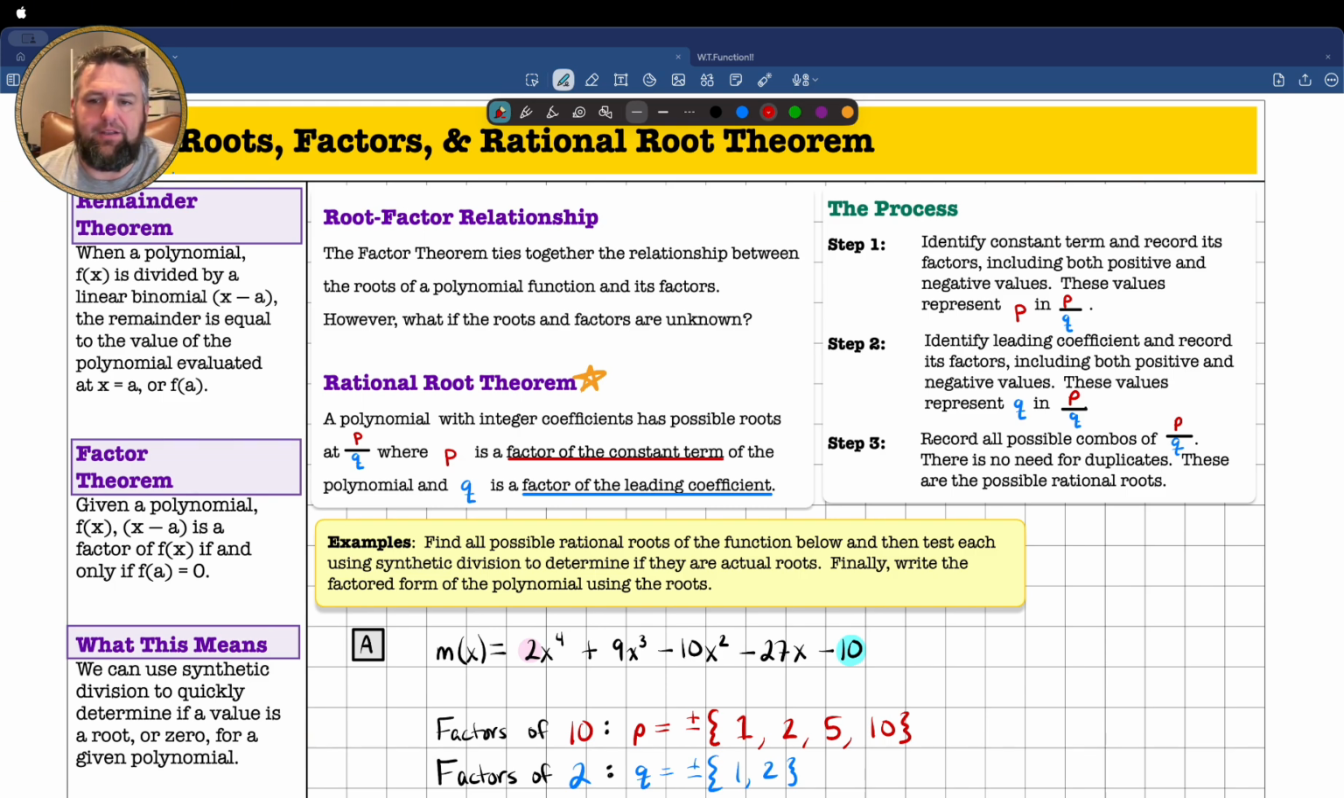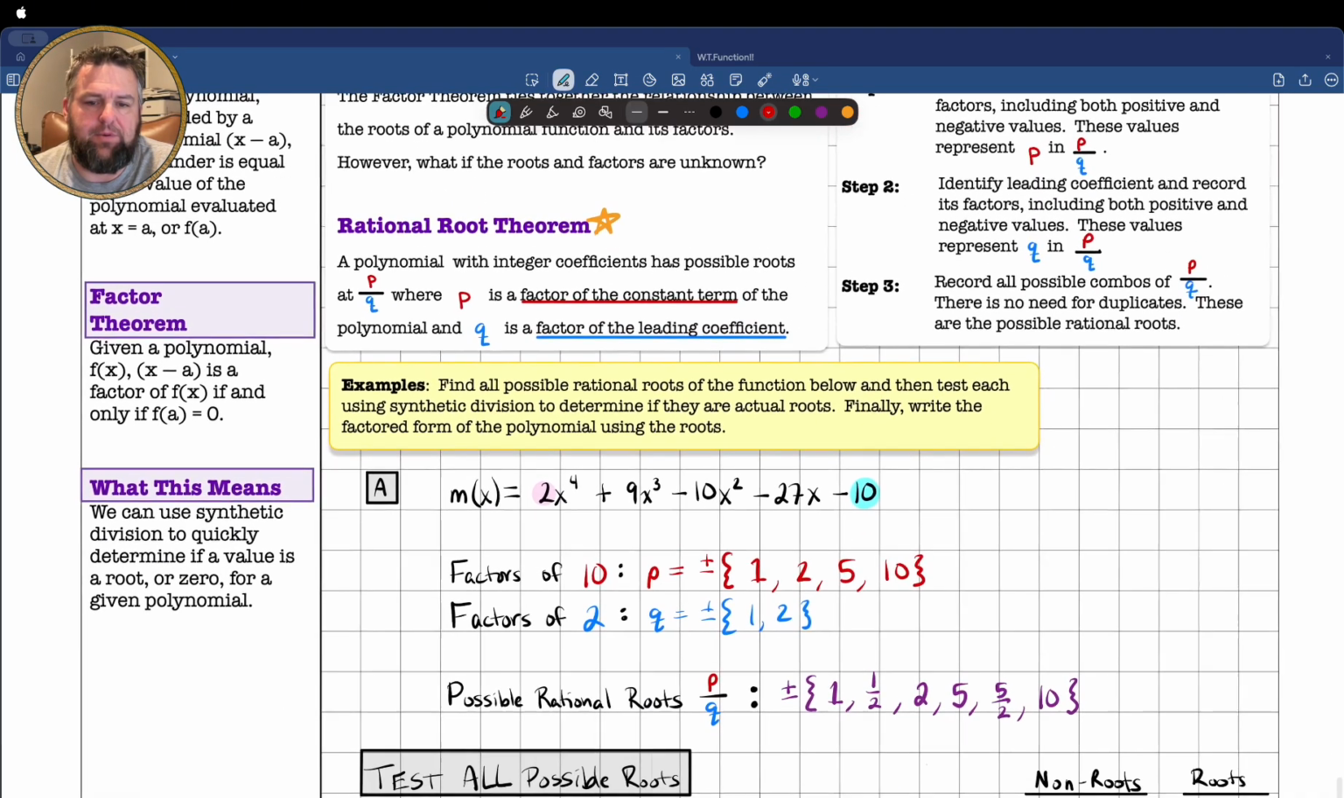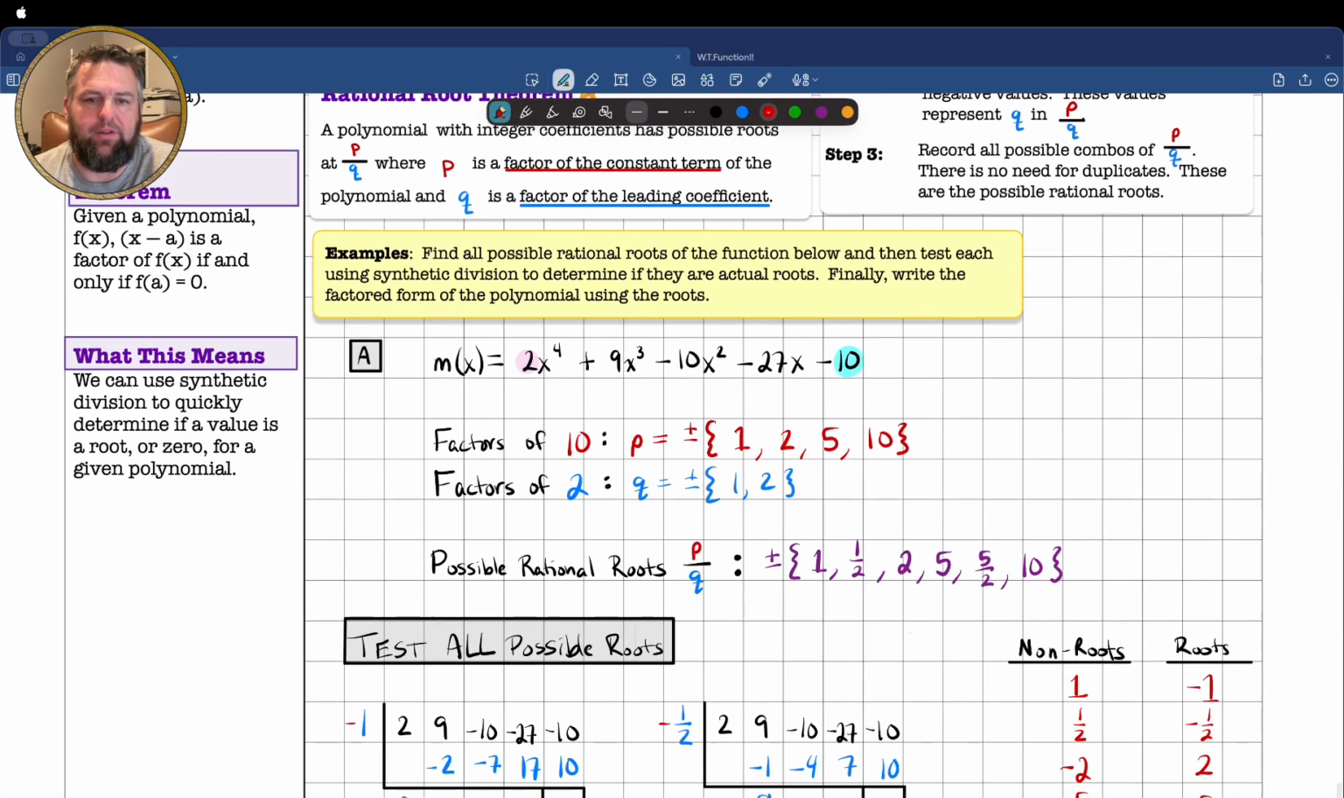And then finally, the true step that we're looking for is step three, record all possible combinations of p over q. We do not need duplicates. These are the possible rational roots. So you can refer to the notes that I uploaded in Schoology to look at one of the examples.